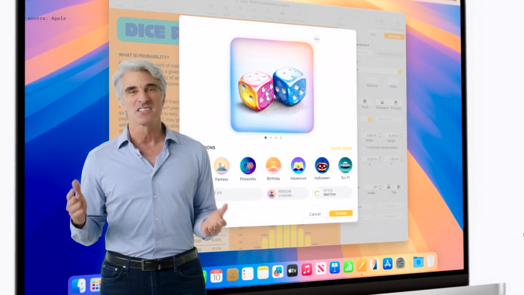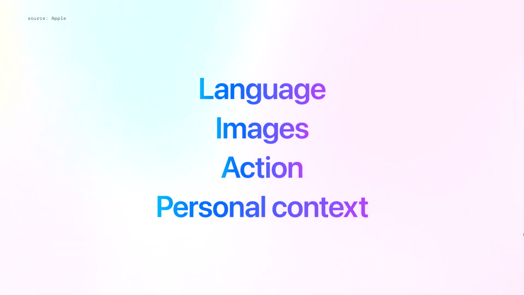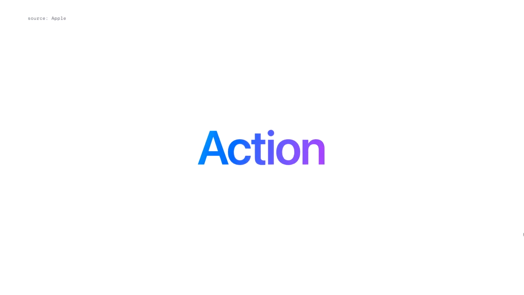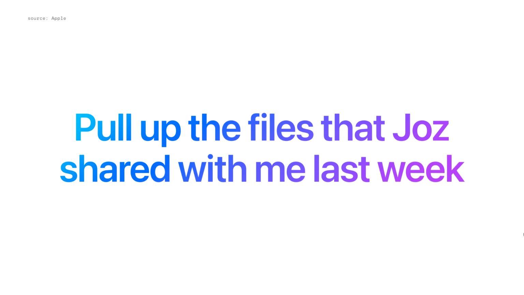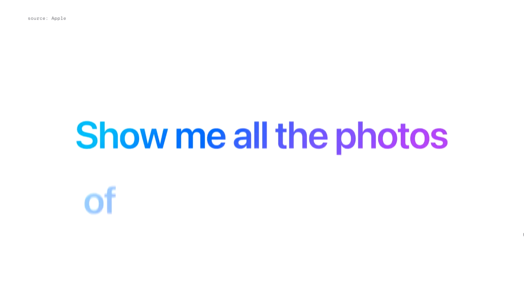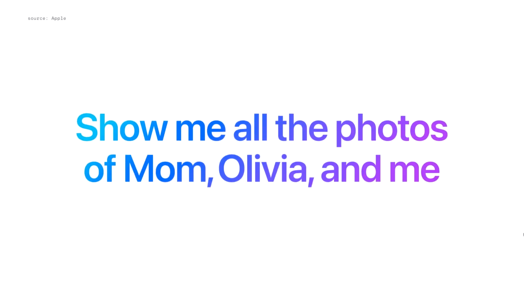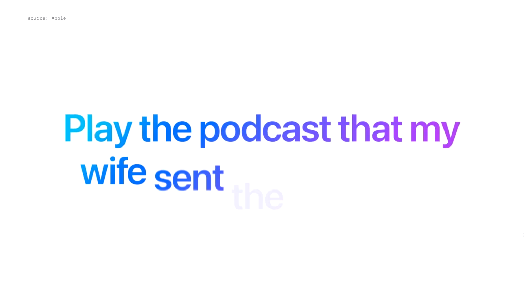Another way Apple Intelligence is deeply impactful is its ability to take action across your apps. So you can say things like, pull up the files that Jaws shared with me last week, or show me all the photos of Mom, Olivia, and me, or play the podcast that my wife sent the other day.